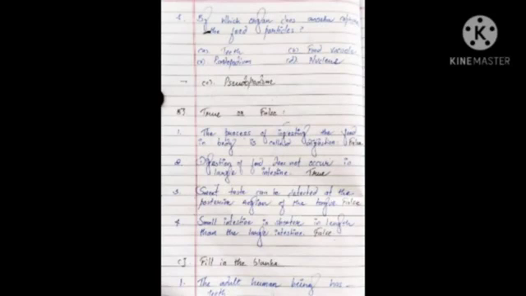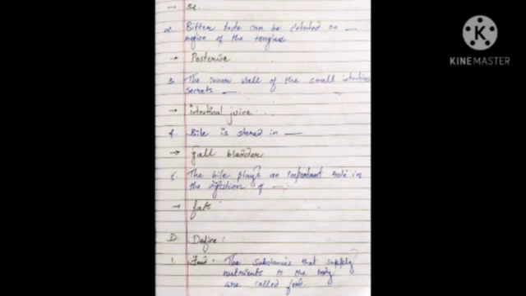C is fill in the blanks, and the first one is an adult human being has dash teeth, and the answer is 32. Second one is bitter taste can be detected on dash region of the tongue, and the answer is posterior. Third one is the inner wall of the small intestine secretes dash, and the answer is intestinal juice. Fourth one is bile is stored in dash, and the answer is gallbladder. Fifth one is bile plays an important role in the digestion of dash, and the answer is fats.